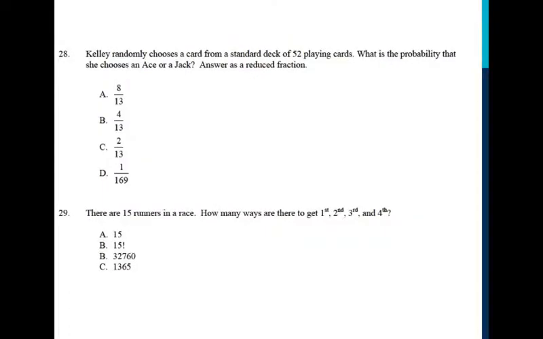Kelly randomly chooses a card from a standard deck of 52 playing cards. What is the probability that she chooses an ace or a jack? So how many aces do you have in a deck of cards? You have 4. So the probability of choosing an ace is 4 out of 52, plus the probability of choosing a jack is also 4 out of 52.